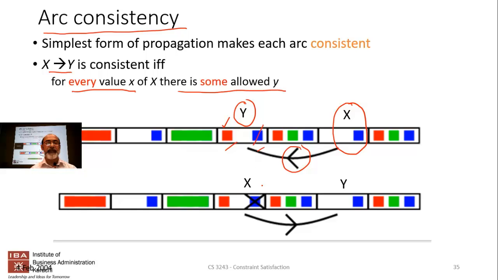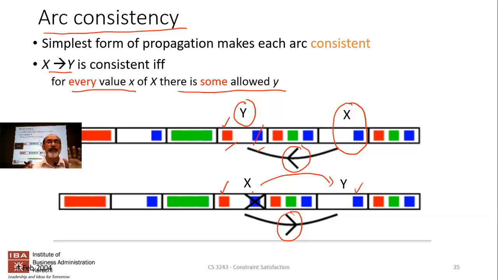Now, if you look at the same case in the other direction, for every color in y, does x have an allowable color? So if y is red, does x have an allowable color? Yes, it does. So x could be blue. They're adjacent, but they won't be the same color. But what about the other case?